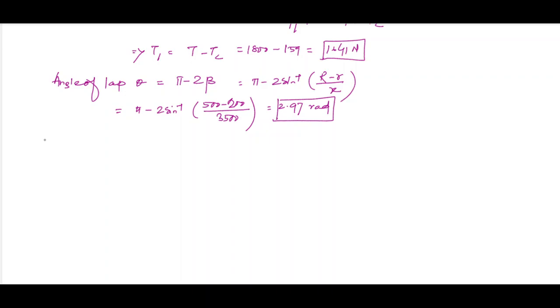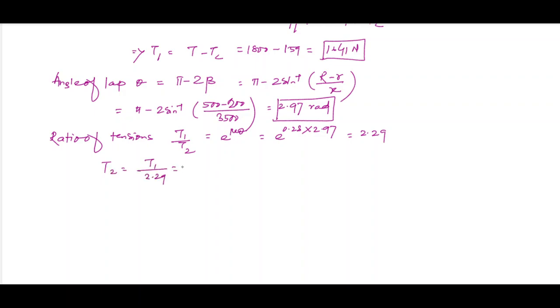Now ratio of tensions, ratio of tensions T1 by T2 is equal to e to the power mu theta. So e to the power 0.28 into 2.97 is equal to 2.29. Okay, that means T2 will be T1 by 2.29. So T1, we know it is 1641 divided by 2.29. So it is 714.41 Newton.